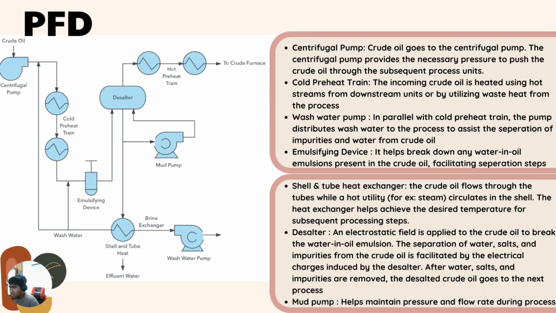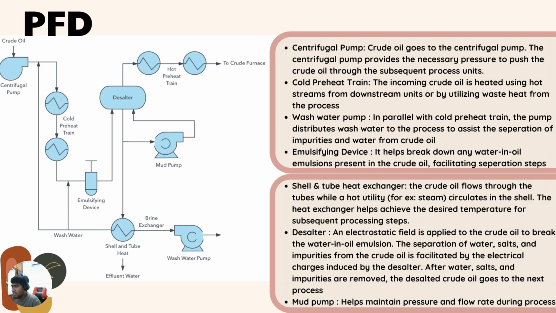After that, there's the cold preheat train. The incoming crude oil is heated using hot streams from downstream units or by utilizing waste heat from the process. And then we have the wash water pump. It's activated in parallel with the cold preheat train, and the pump distributes wash water to the process to assist the separation of impurities and water from crude oil.